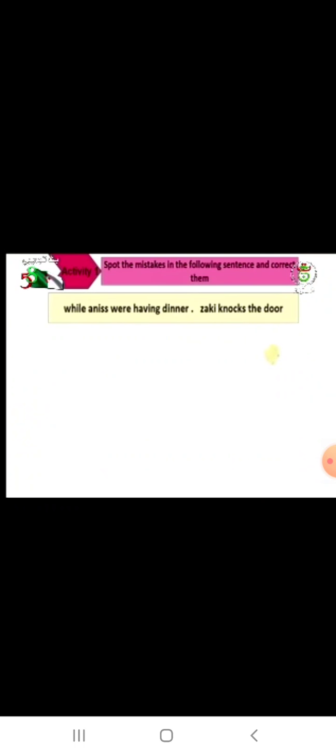So, let's scan this sentence again. And here we have, while Anis were having dinner, Zaki knocks the door. Open your eyes well and concentrate on the punctuation and the grammatical mistakes. Let's see word by word. The first one is while. While here, the first letter is small. Anis with a small letter.